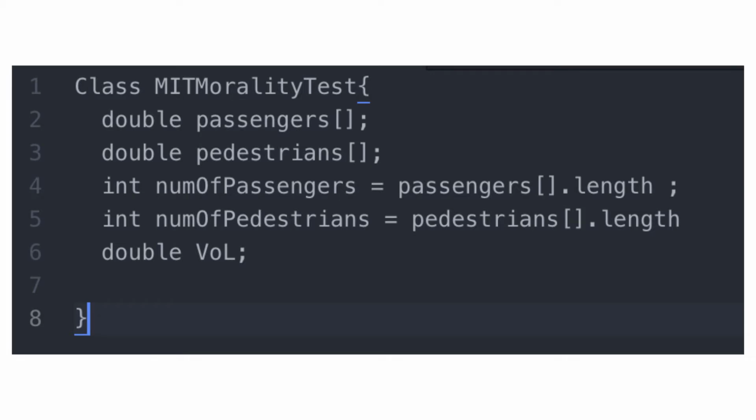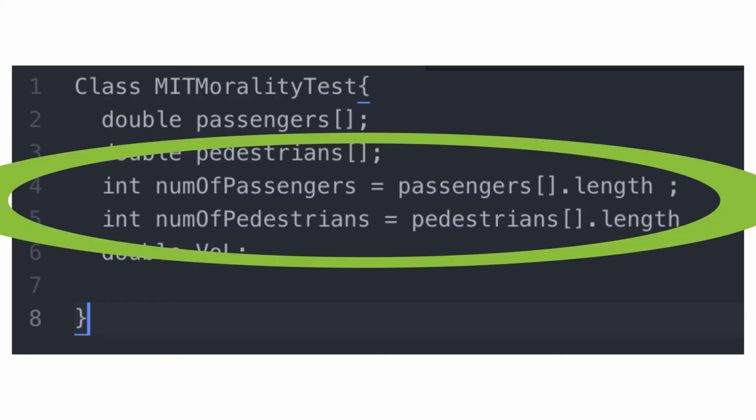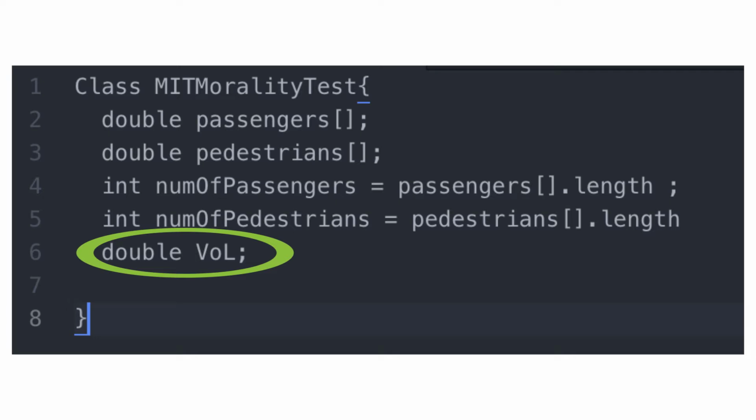So in our class, we have an array of passengers and an array of pedestrians. Additionally, we have the number of passengers and number of pedestrians. And lastly, we have a variable VOL, or value of life. Now let's formulate an algorithm to determine which value the car should steer toward. And what do we need for this? A for loop. Anyway, we can make a for loop that looks something like this.